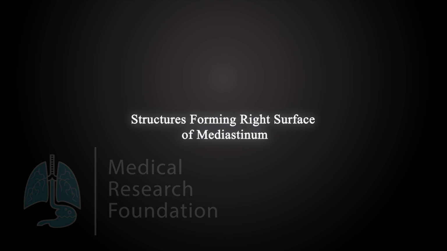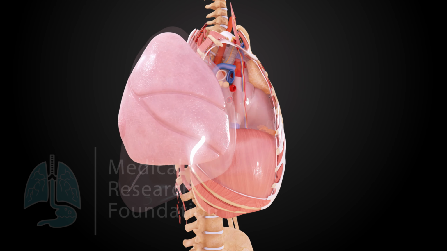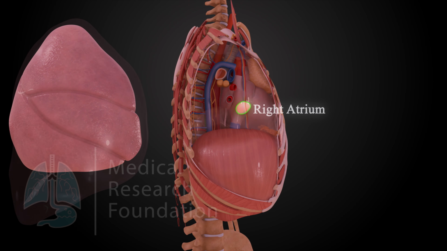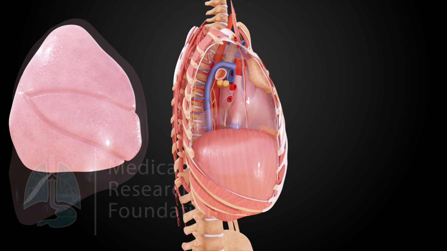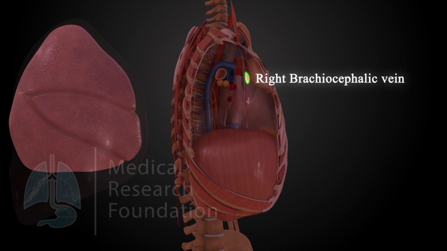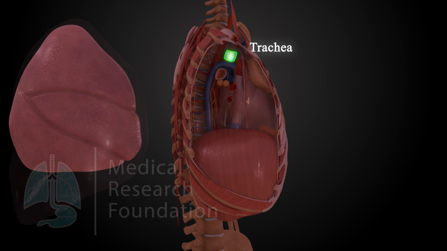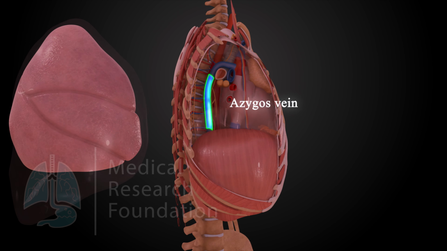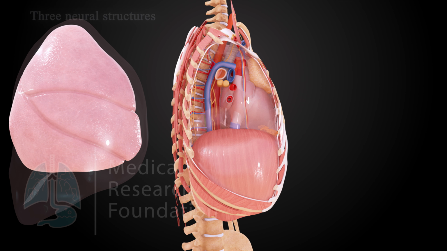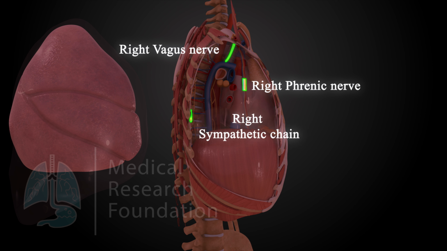Structures forming right surface of mediastinum. The right mediastinal surface mainly consists of right atrium. Above the right atrium are present superior vena cava and right brachiocephalic vein. Behind these structures are present the trachea and esophagus, the azygos vein, and 3 neural structures, that is, right phrenic nerve, right vagus nerve, and right sympathetic chain.